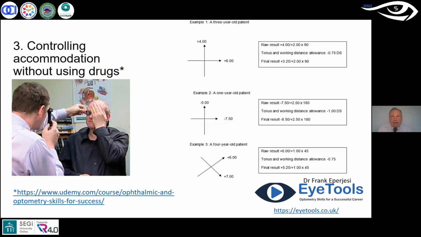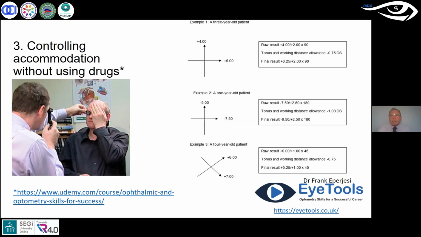So the difference between the lenses gives us the astigmatism. And then we have the axis as well. I'm just going to move my image away from that. There we go. And the axis is at 90. So the power of the astigmatism is in the horizontal. So the axis is at 90.